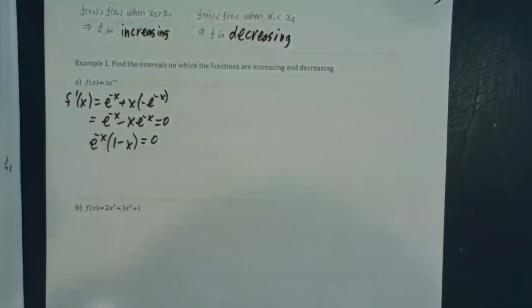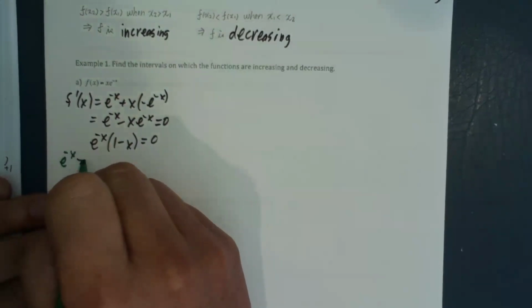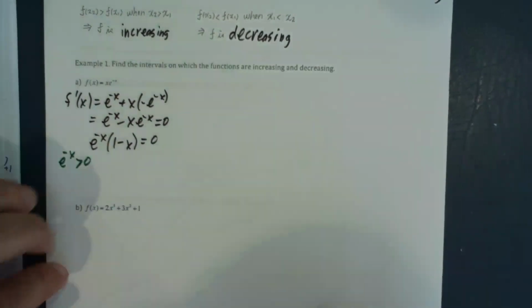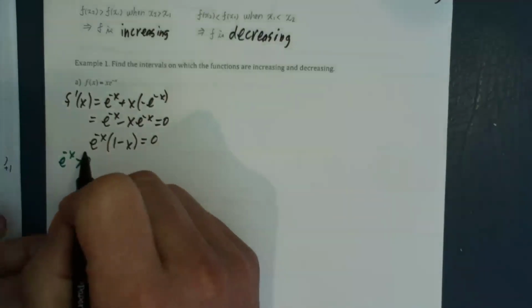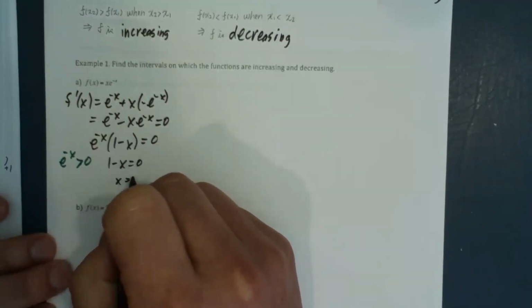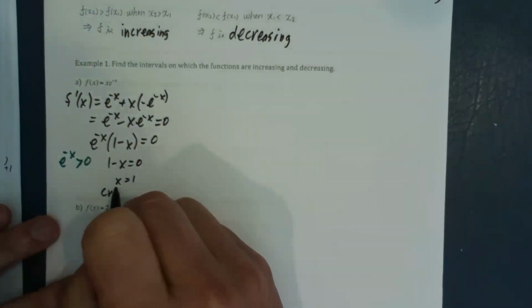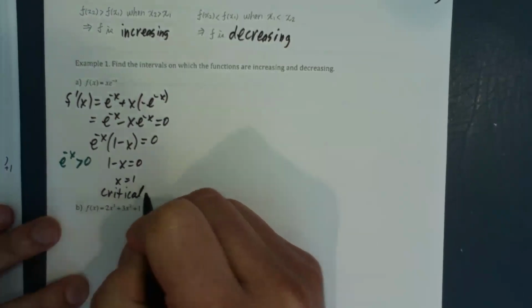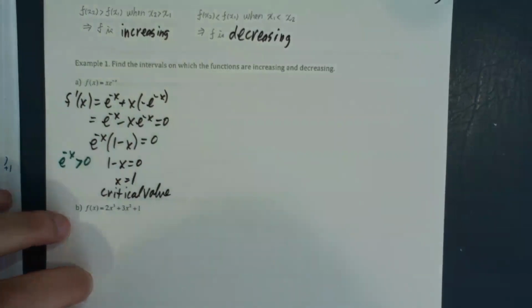I want to point out e to the negative x is always positive. You'll note it's not equal to 0, it's just always positive. So we can actually divide that out and we end up with 1 minus x equals 0, or x equals 1. This is called a critical value. We talked about that in another video.